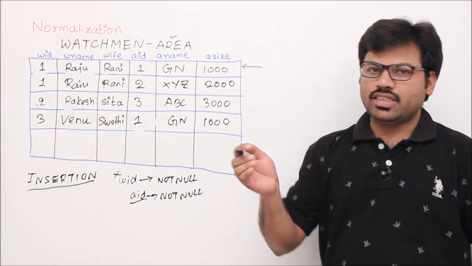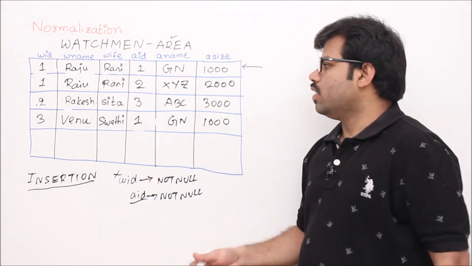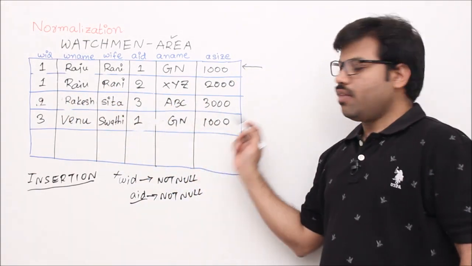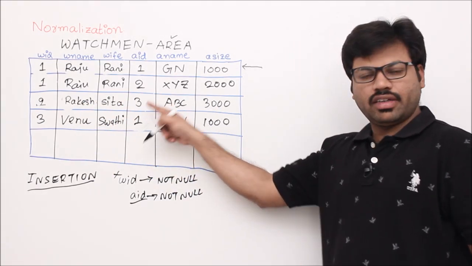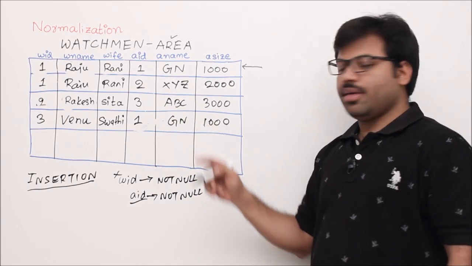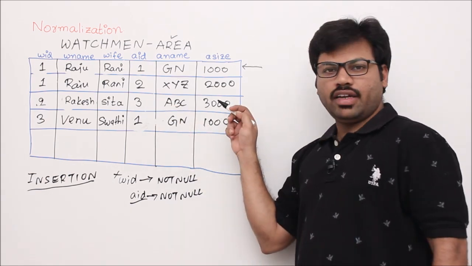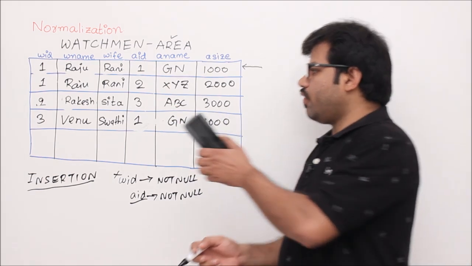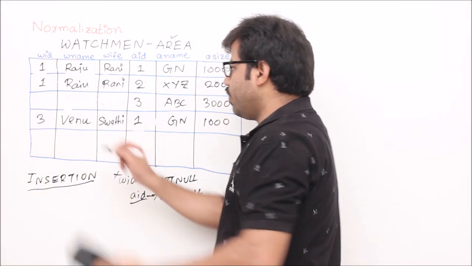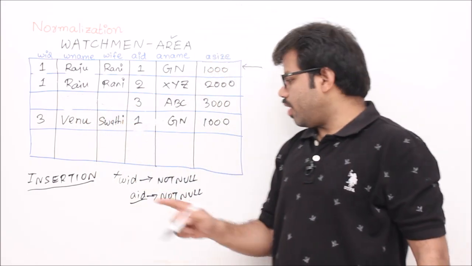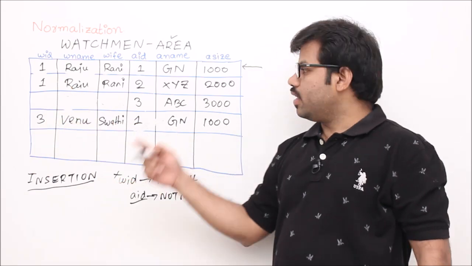Now we'll talk about deletion problems. Example, let's say Rakesh wants to leave the company. Then what do you do? Then you will be deleting this entire tuple. If you delete this entire tuple, then what happens? You lose area information 3, correct? So 3 is the area ID, area name ABC, and area size 3000 square meters. You delete this data, right? So to avoid that, the only thing we can do is delete only part of the data, and we have to write null, null, null. But the problem is watchman ID is already not null. Then we cannot write a null value here. Then this is a problem, right?